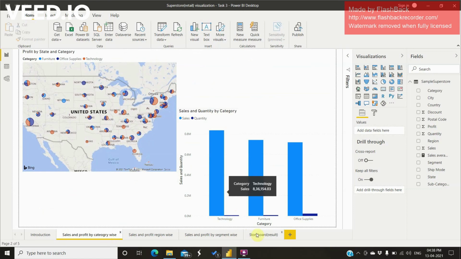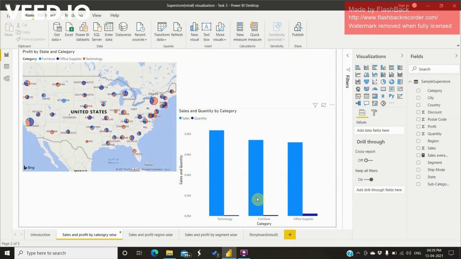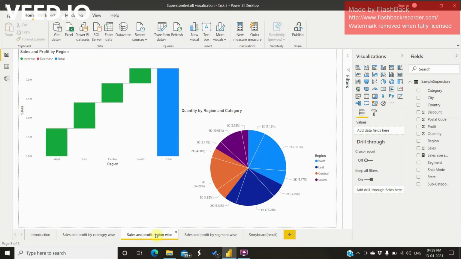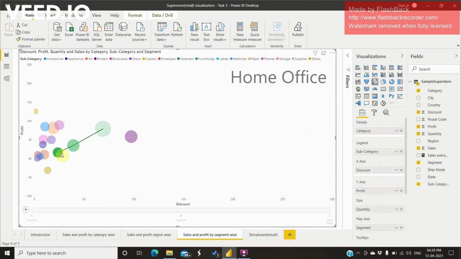So we want to overcome that problem. Sales of furniture can be improved. As I am showing here, the furniture supplies can be increased. In region we can see those, furnishing, I mean the green color. According to this, it doesn't gain more profit, so we can improve this furniture category.